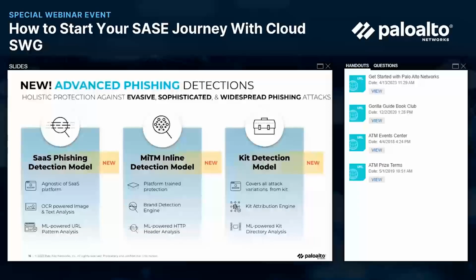Second, while the SaaS phishing model deals with the evasiveness you see in phishing, the second problem we're trying to address is about sophistication. One of the attacks that comes to mind is the man-in-the-middle attack. You have probably seen a lot of literature and blogs published by Dropbox, GitHub, and Microsoft where they talk about this attack being carried out.